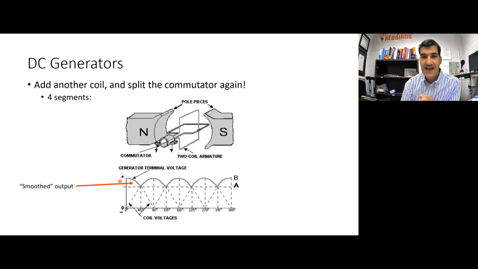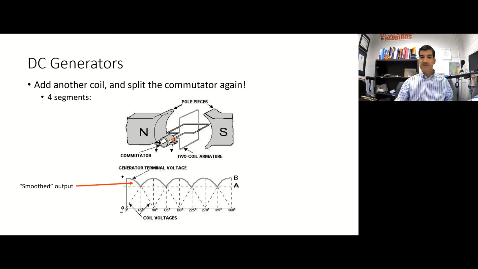So every time we add a coil on the armature, we have to add 2 more segments to the split ring commutator. As we go from one coil with 2 wires coming out of it to 2 coils, like is shown here, with 4 wires coming out of it, now we're going to go from a split ring commutator with 2 segments on it to a split ring commutator with 4 segments on it. And each segment is 1/4 of the full circle of the split ring commutator.